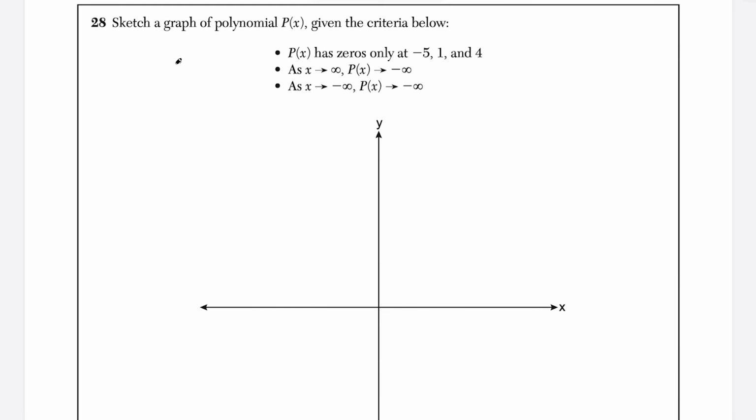Question 28, sketch a graph of polynomial p of x given the criteria below. So we have p of x has zeros only at -5, 1, and 4. The zeros are also known as the roots, and that's where the graph crosses or touches the x-axis. So I'm going to mark off the x-axis here at -5, and I'm going to put a point here at (-5, 0), and this represents one of the zeros.